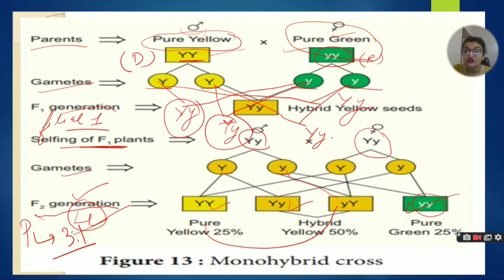When we talk about the genotype, it is different. How? Because this capital Y is present only in one number. This small y and this small y, these are 2 in number, so we are going to write it as 2, whereas this other small y is also present in one number.